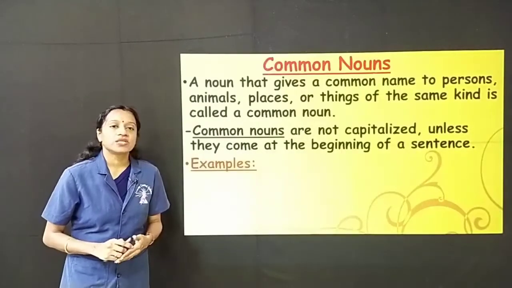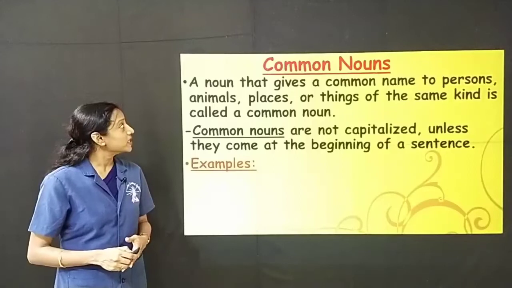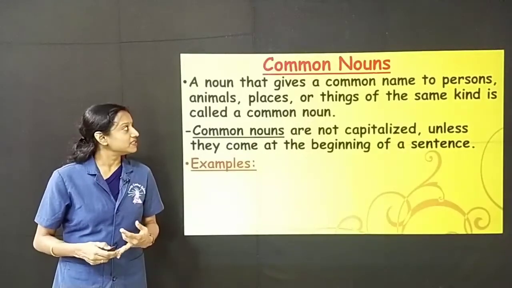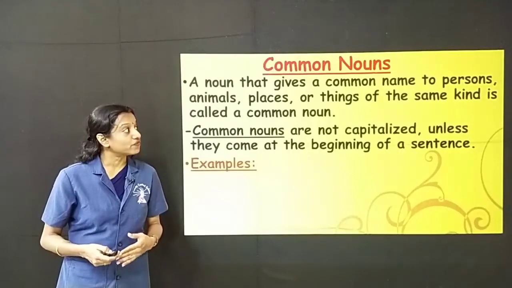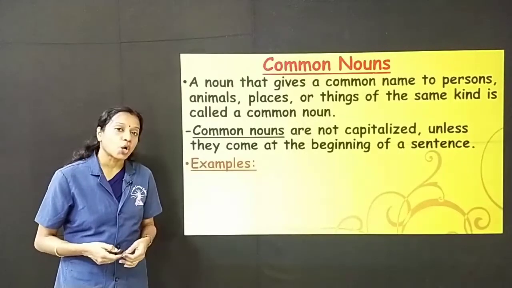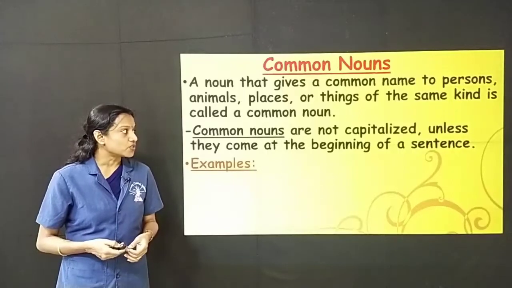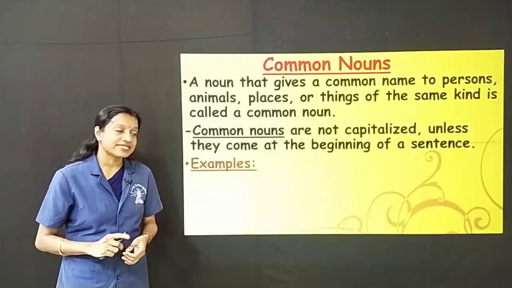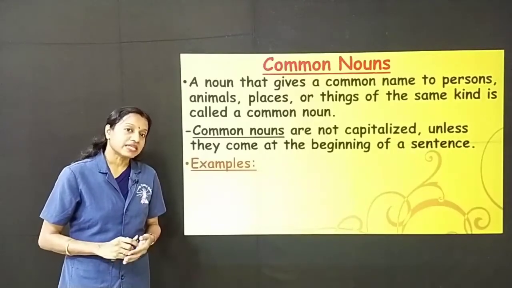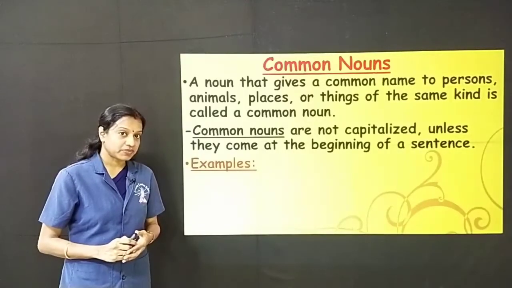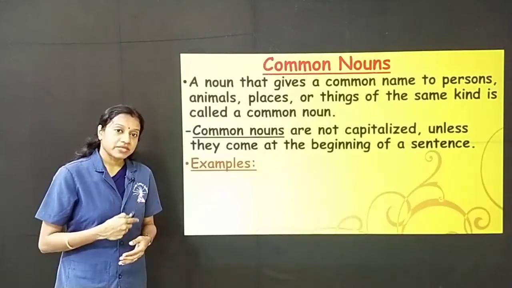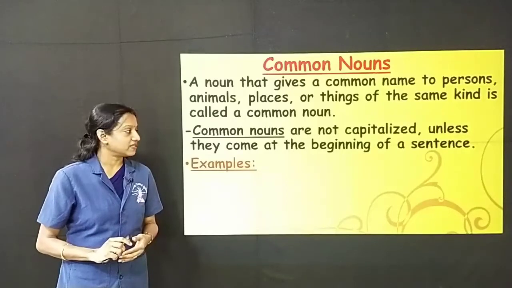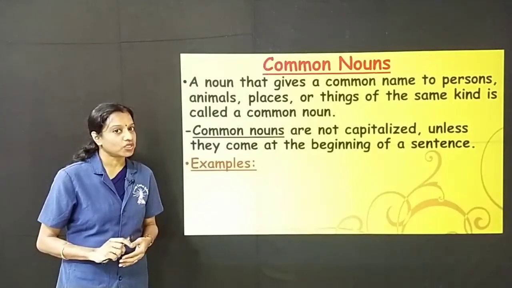So children, now let's look at the common nouns. A noun that gives a common name to persons, animals, places or things of the same kind is called a common noun. Common nouns are not capitalized unless they come at the beginning of a sentence. They never begin with a capital letter. So that you have to keep in mind. It's only when they begin at the beginning of the sentence that you begin with a capital letter. Otherwise, they will be only in small letters.